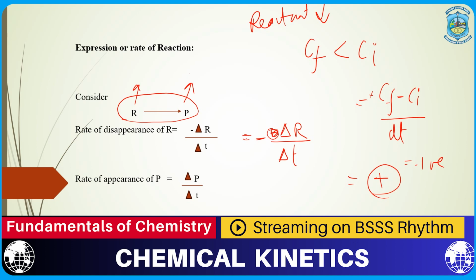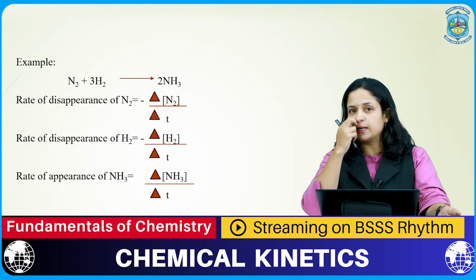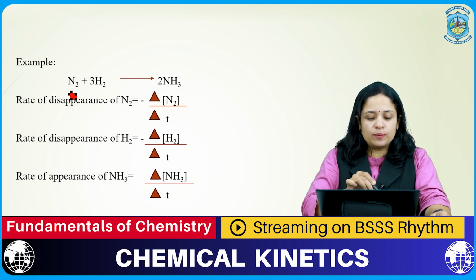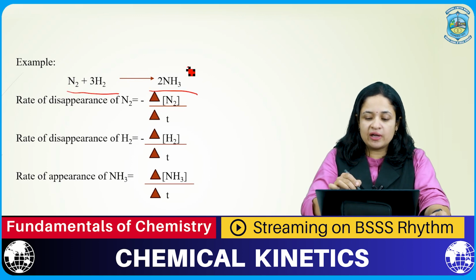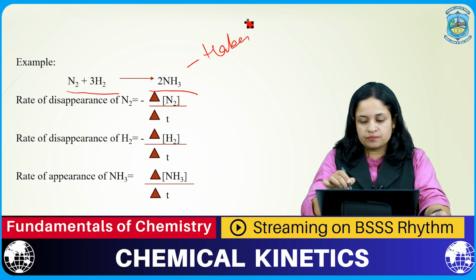Now in terms of products, the rate of appearance of products will have no negative sign. Why? Because it is obvious that with time the concentration of products increases. It does not decrease. So there is no question of a negative sign. Secondly, I have taken an example of N2 plus 3H2 gives 2NH3. This is the very famous Haber's process.